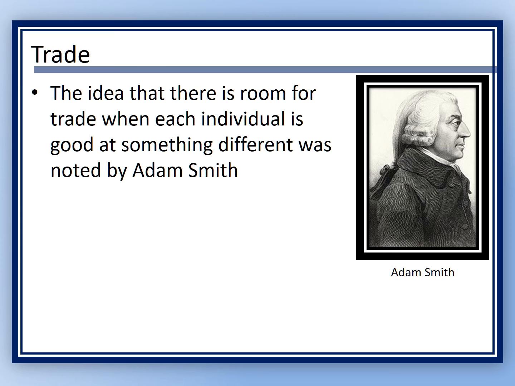So the idea that there's room for trade when each individual is good at something different is noted by Adam Smith. Adam Smith, as you might know, is usually credited as the father of modern economics. He published his Wealth of Nations in 1776. 1776 is before the United States became a country, right? Before the independence.